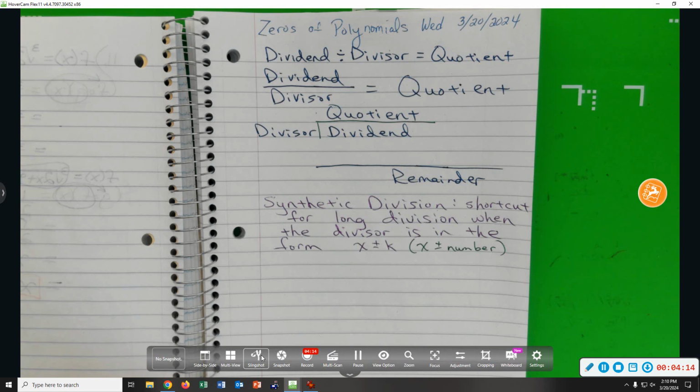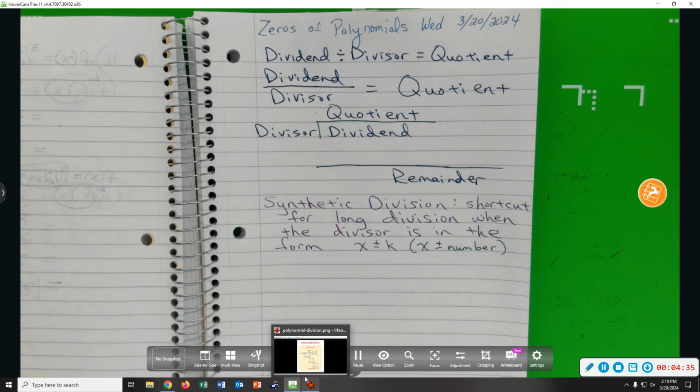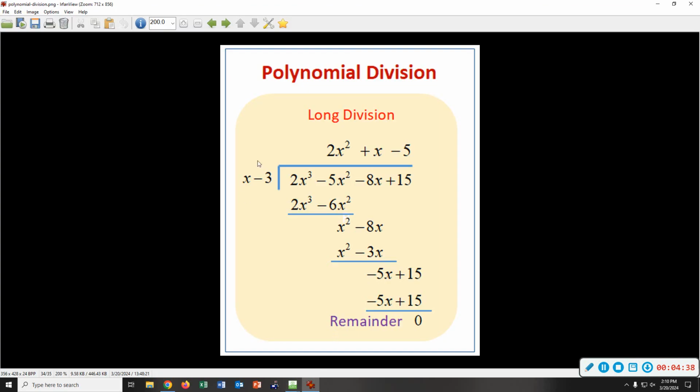Synthetic division is a very nice shortcut for polynomial long division, but it only works when the divisor is first degree. You can't have an x squared in the divisor. You can't have a coefficient in front of that x. It's just variable plus or minus a number. Look at this picture. The divisor is x minus 3. Could we use synthetic division? Yes, because it's just variable and, in this case, a minus 3.